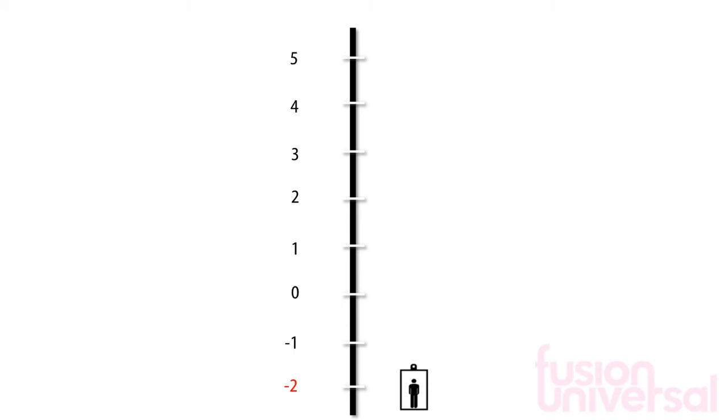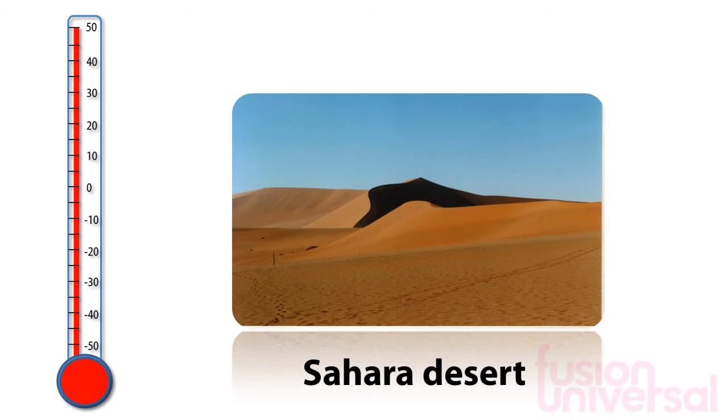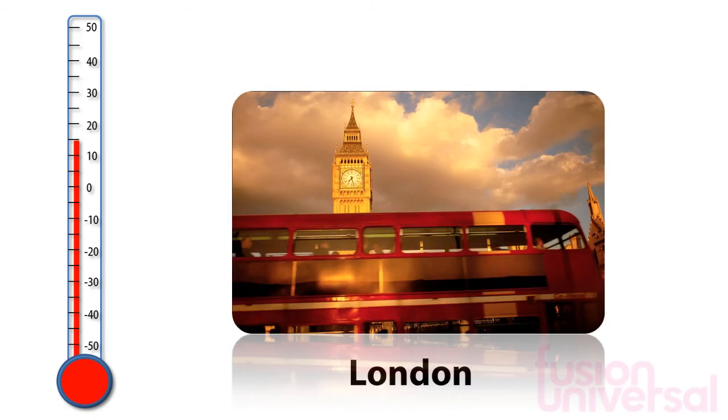Another place you may have come across negative numbers is in measuring temperature. If you went to the Sahara Desert, the temperature would be very high, maybe as high as 50 degrees Celsius. If you went to London, the temperature would be much lower, maybe around 15 degrees Celsius.